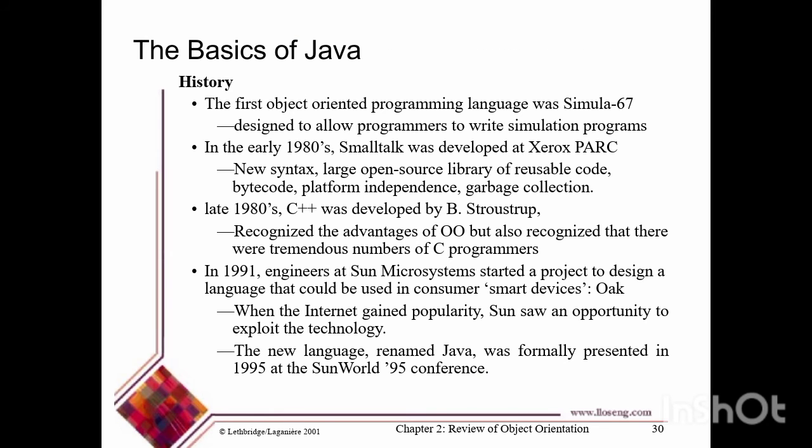And next, the basics of Java. Java history. The first object-oriented programming language was Simula 67. In the early 1980s, Smalltalk was developed at Xerox PARC, and in the late 1980s C++ was developed by Stroustrup. In 1991, engineers at Sun Microsystems started a project to design a language that could be used in small consumer devices, that's Oak. When the internet gained popularity, Sun saw an opportunity to exploit the technology. The new language, renamed Java, was formally presented in 1995 at the SunWorld '95 conference.